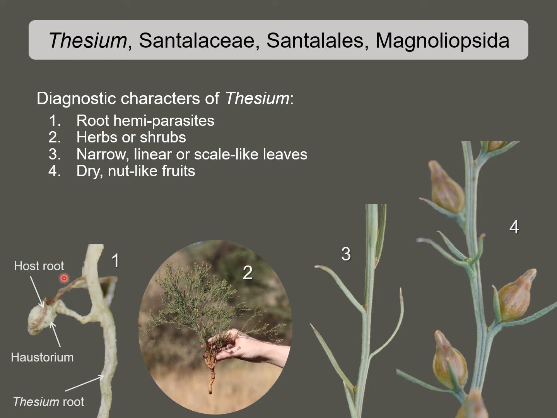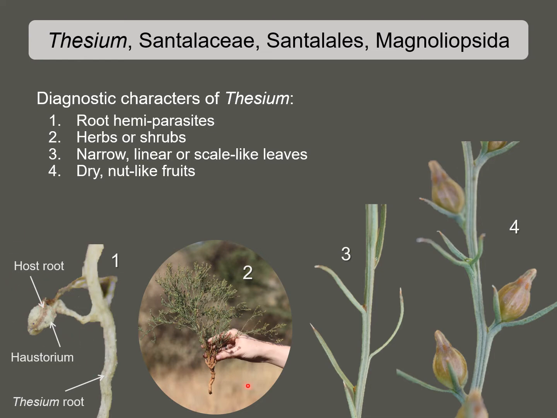So here you can see this dark brown root is the host root, and this light brown root is the Thesium root. And the Thesium root then grows this extension that wraps around the host root, which we call a haustorium, and this is where the exchange of nutrients happens.